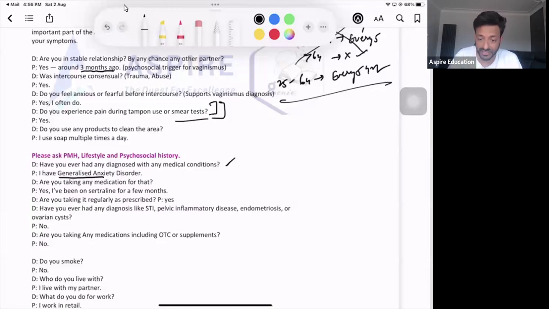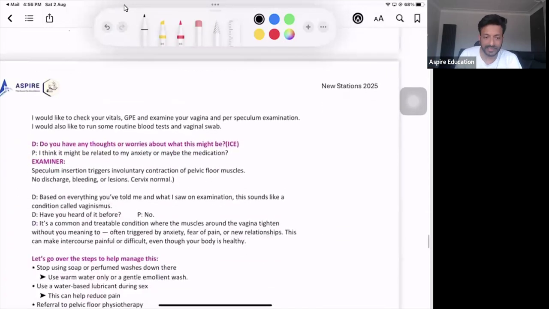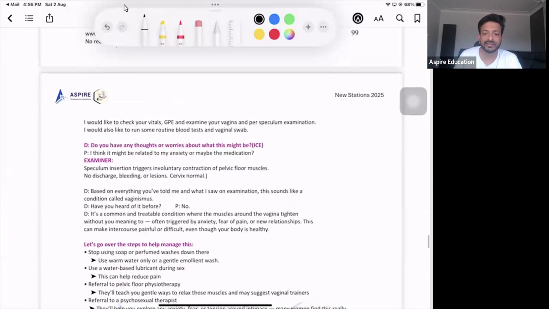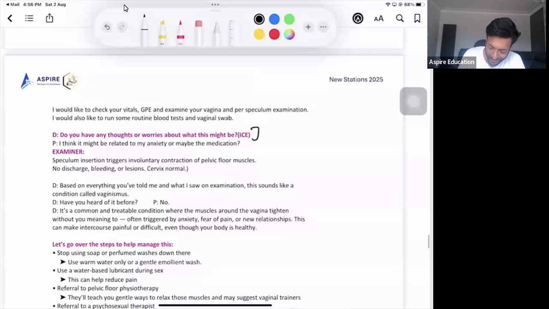See which medication the patient is taking, see if the patient is taking it regularly as prescribed, any missed dose or not. So all these questions you need to ask in detail. Then I would like to do a general physical examination, vitals, and your private area examination as well, right? And do ICE. ICE is a must thing. You can't afford to miss.